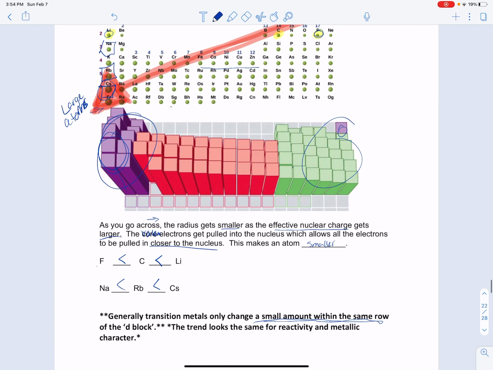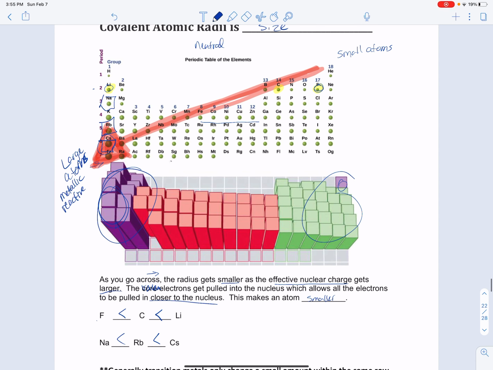Also note, you don't have to know the trend for reactivity or metallic character, but it is in this exact same direction. So these are the most metallic atoms, and they are also the most reactive atoms. If you look up videos and see lithium, sodium, and potassium reacting with water, they will become increasingly active when you put them in the water.